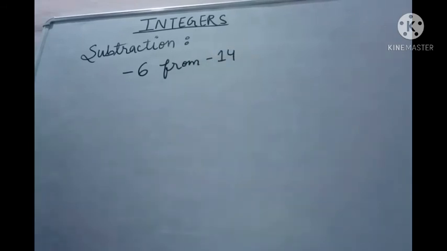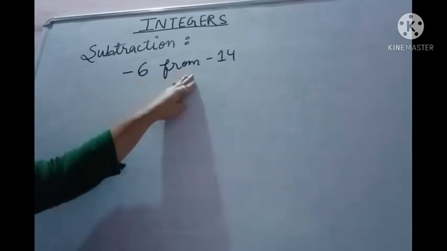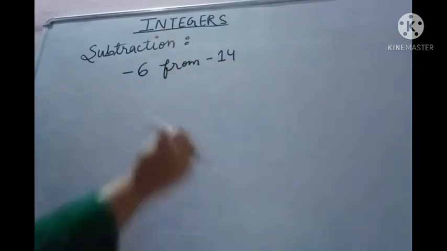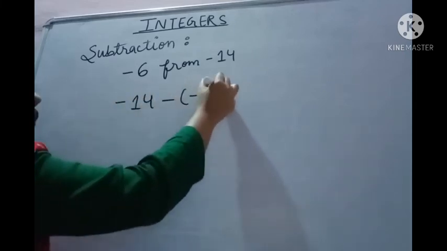You can call it minus or you can call it negative also. So you must know it from your earlier classes. Whatever digit is there behind "from", you need to take it first. That means we need to subtract -14 with negative of 6.